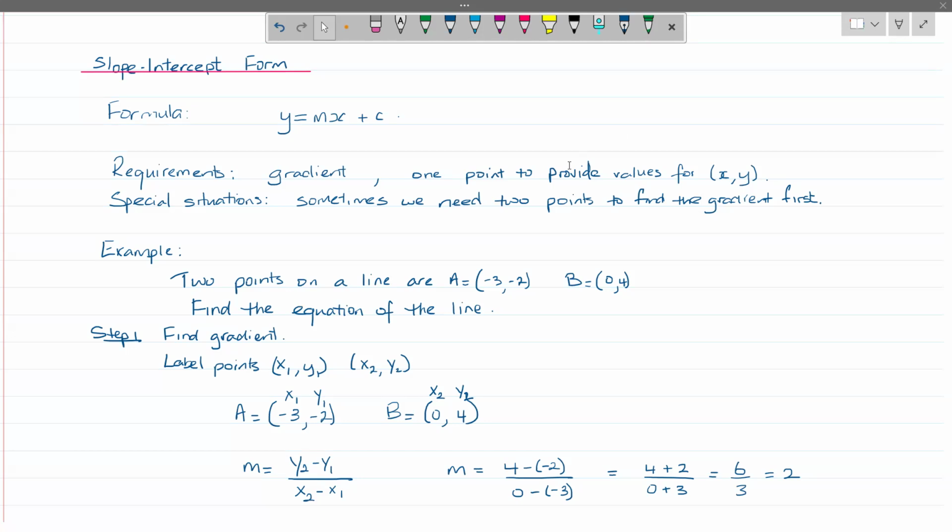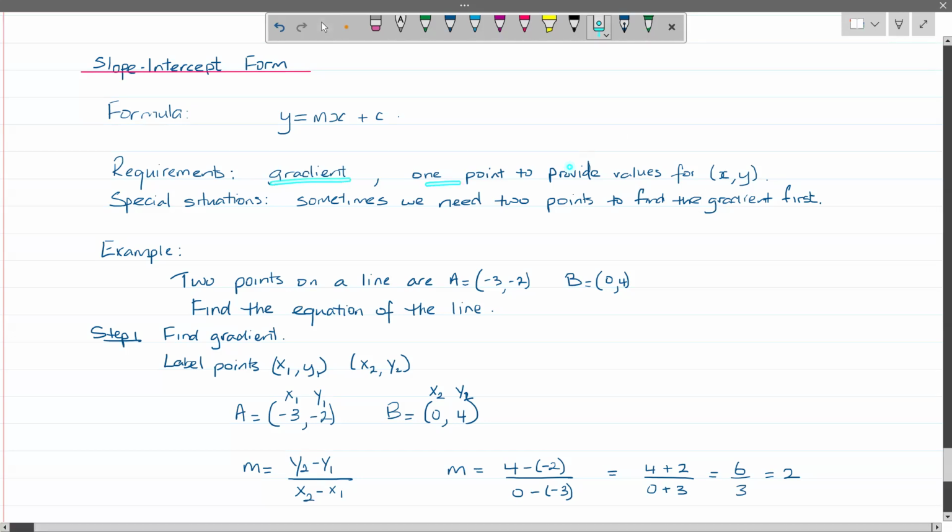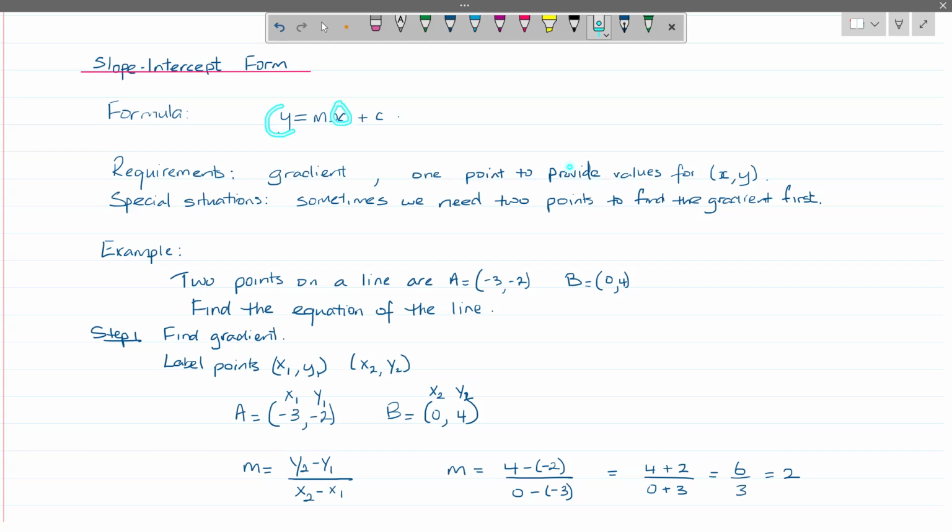The requirements for this method is that, again, you need to know the gradient, right? And you need 1 point to provide values for the x and the y. We will then use the gradient, the x value that you have and the y value you have to find what c is. And then you will rewrite this same formula, including our gradient and the answer you find for c. Sometimes in some situations, we are not given the gradient. We have no gradient in some questions.